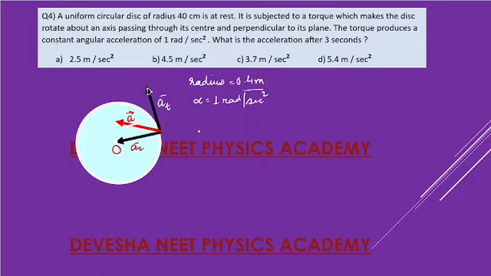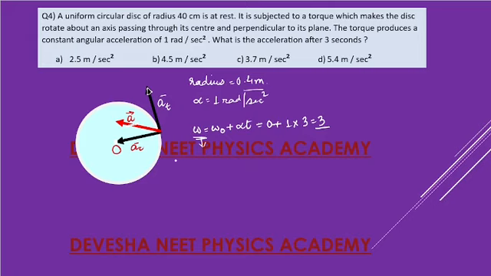Now if you remember the formula, W is equal to W0 plus alpha T. What is W? We need to find the angular velocity. W0 is 0, plus alpha is given to us, which is 1 radian per second square, and T we need to find out the velocity after 3 seconds. So T becomes 3 here.